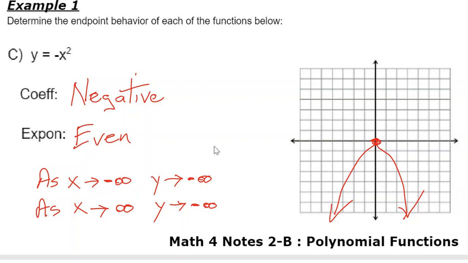All right, you're looking at what the coefficient is in front. Is it positive or negative? You're looking at what the exponent is, the degree of the function. What is that highest exponent? Is it even or odd?